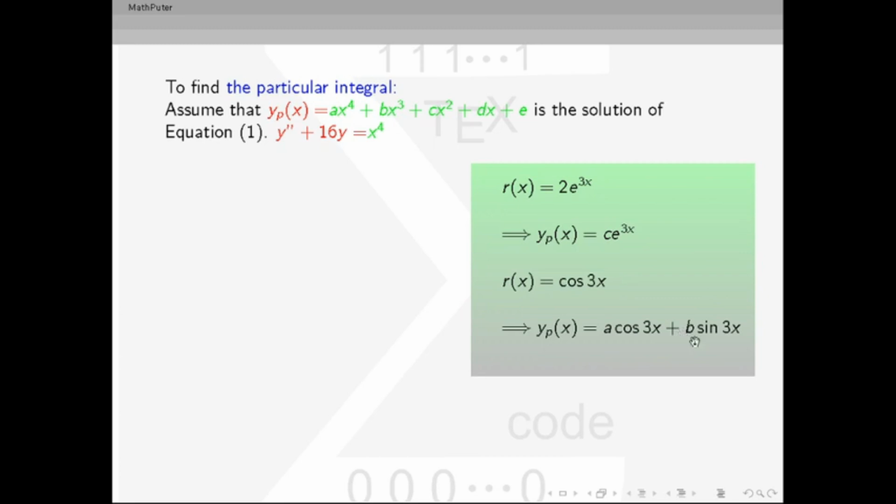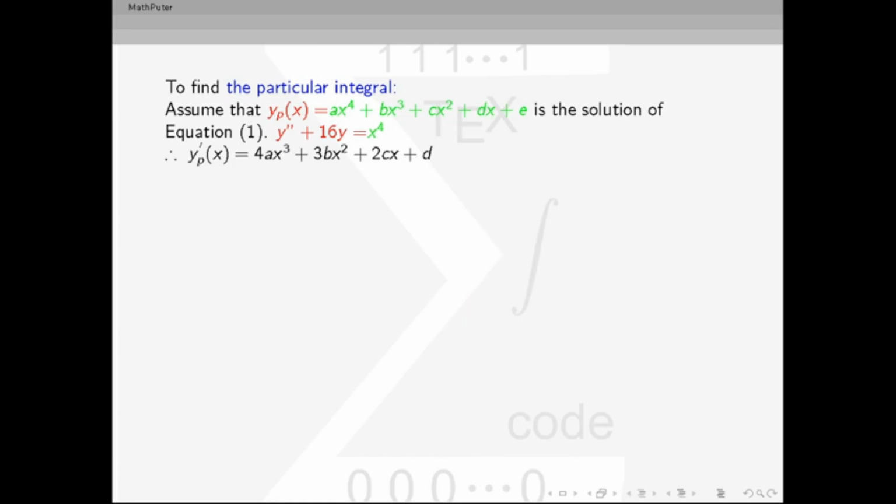So here the right hand side is x raised to 4. The derivative of x raised to 4 is x cube. The derivative of x cube contains x square, the derivative of x square contains x, and the derivative of x is a constant. So we have all the possible derivatives of x raised to 4, and we make the linear combination. So the assumption becomes x raised to 4 plus bx cube plus cx square plus dx plus e.